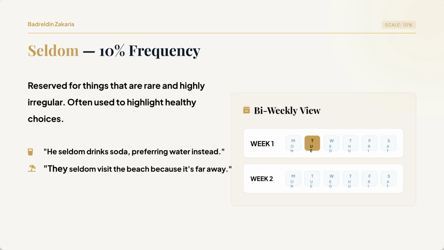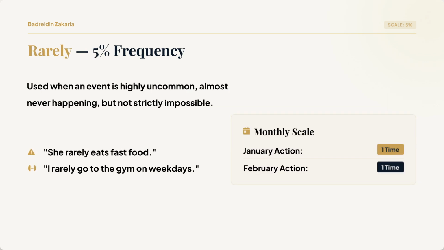It is reserved for rare and highly irregular events, often used to highlight healthy or specific choices. Rarely is 5% frequency. Use this when an event is highly uncommon, almost never happening, though not strictly impossible.